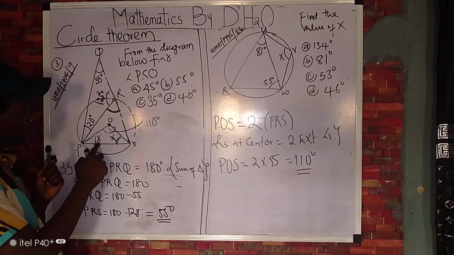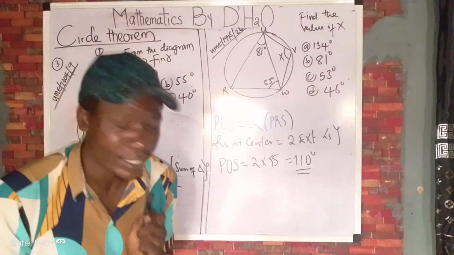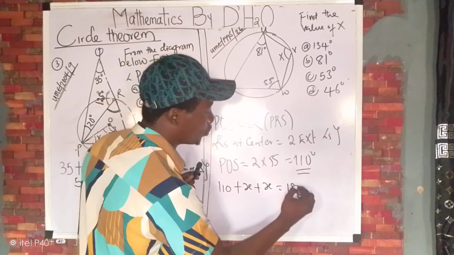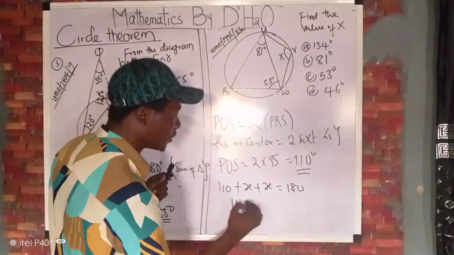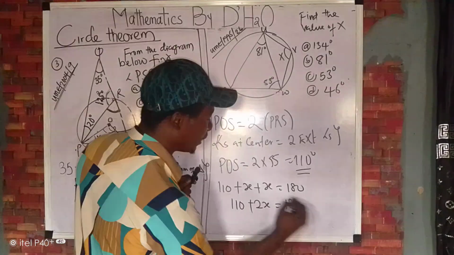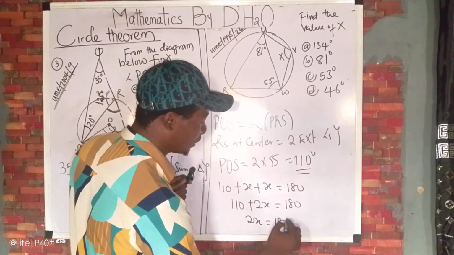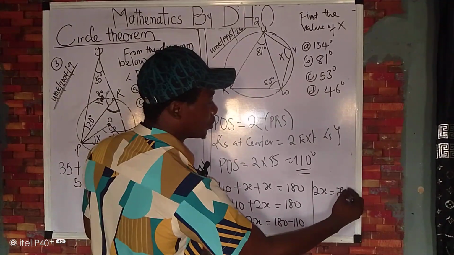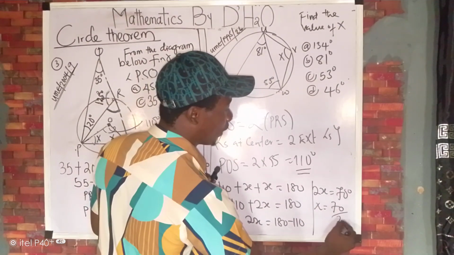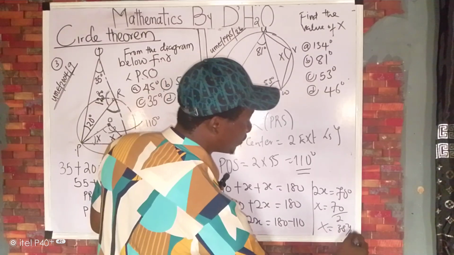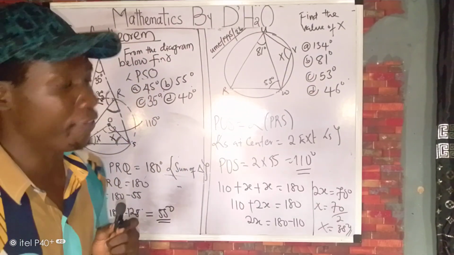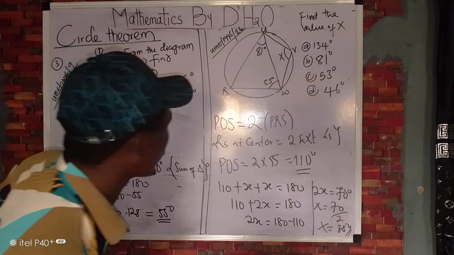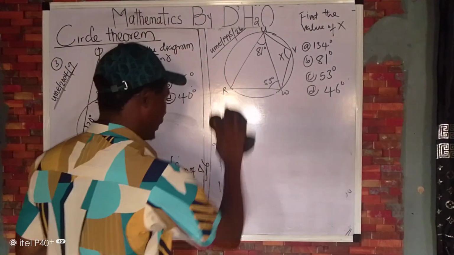So 110 plus X will give us 180. So we can say 110 plus X is equal to 180. So what do you have? 110 plus 2X is 180. 2X will give us 180 minus 110. So therefore 2X will give us 70 degrees. X will give us 70 over 2. X will give us 35 degrees. So the angle we are looking for is 35 degrees. Okay? The answer is what? C.